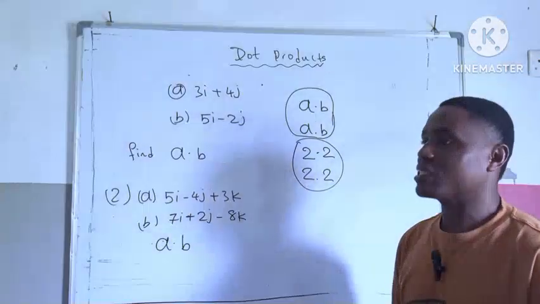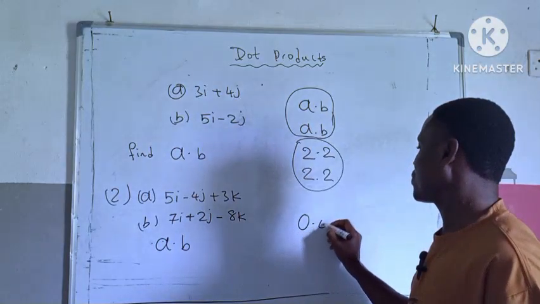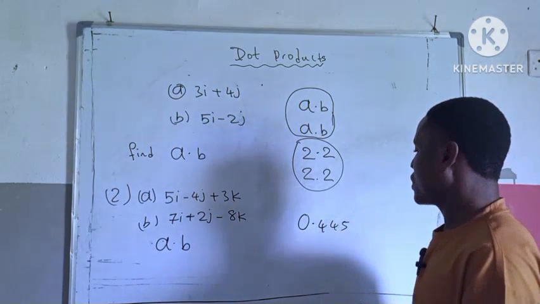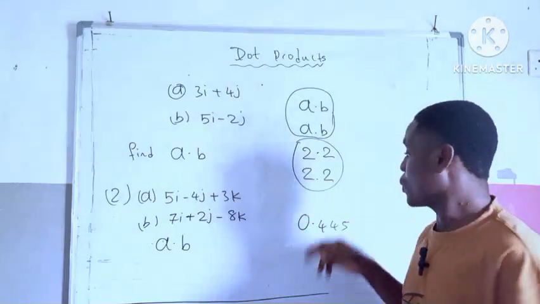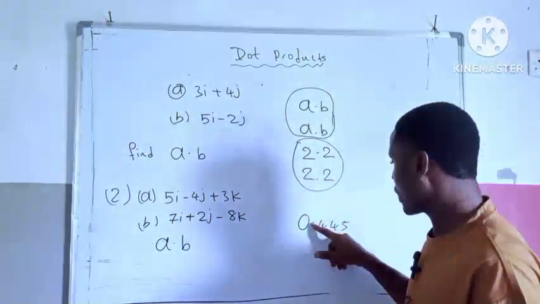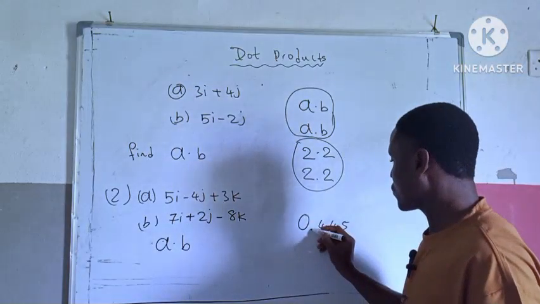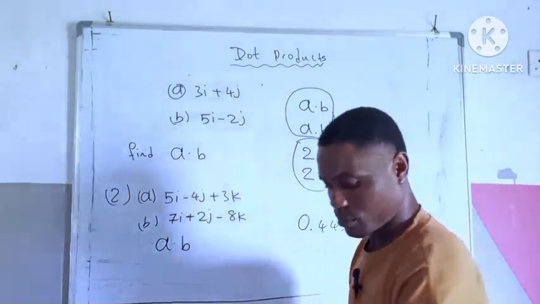That's why when I'm writing decimal points like 0.445, this one is not a decimal point. This one is a dot, and here you are referring to multiplication. Are you getting the point? So if you want to write a decimal point, let it be at the downside. Understood? Okay.